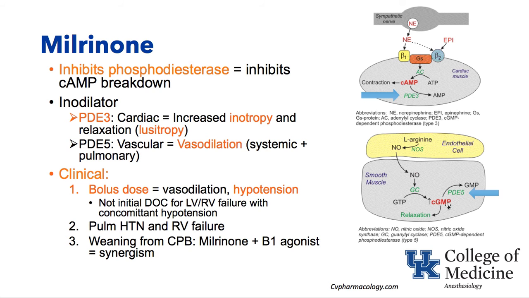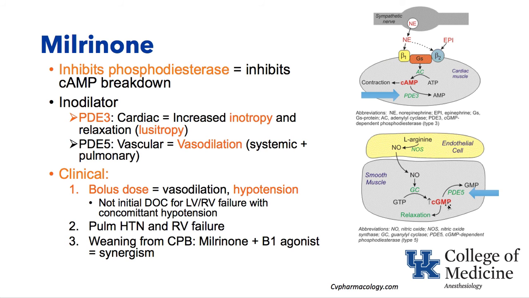Frequently, milrinone is administered to patients who have RV failure and pulmonary hypertension to increase RV inotropy and to decrease pulmonary pressures, remembering again that if the patient is severely hypotensive, milrinone would not be the first drug to reach for. Epinephrine might be your first drug to reach for.